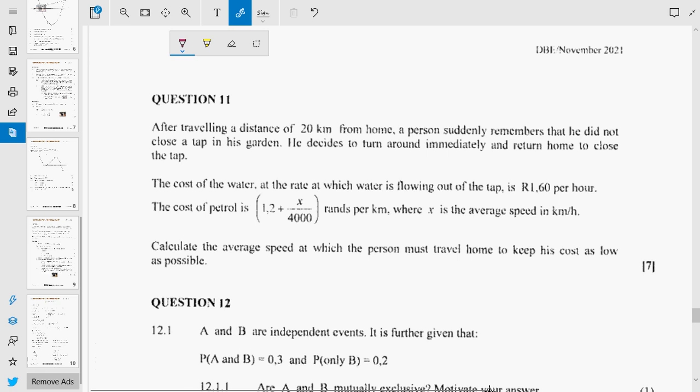And question 11 is a little bit tricky. Question 11 is asking us to calculate the average speed at which the person must travel home to keep his cost as low as possible. Now, cost as low as possible means I want cost to be a minimum. But unfortunately here, I don't have the cost expression, so that is what I have to determine in this question.